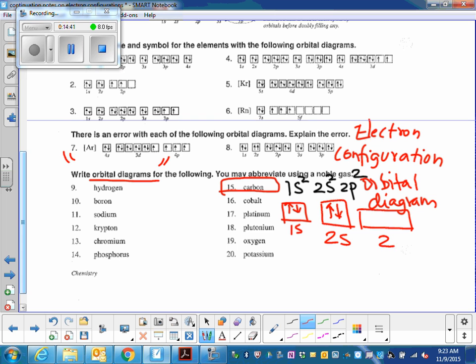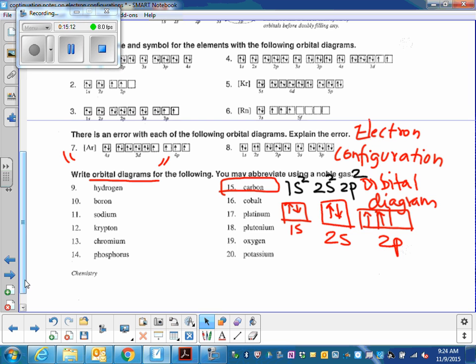And then I draw my 2p. How many boxes? 3 boxes. How will I put the 2 electrons in the 2p boxes? 1 each. Is that right? 1 each. Can I double up? You will get the answer wrong. Do you understand what is orbital diagram and what is electron configuration? Now you'll be asked to draw, and that's based on writing out the electron configuration.